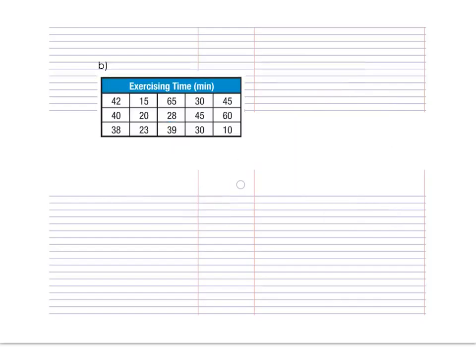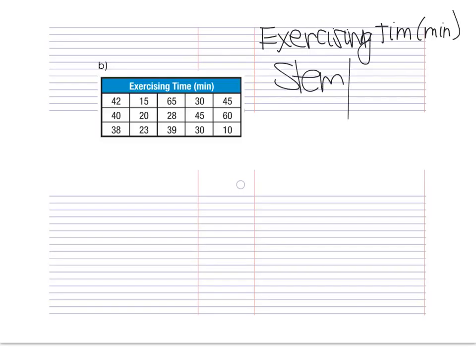All right, now we're going to take a look at another one. This time we're taking a look at exercising time in minutes. And so I don't forget, like I almost did in the last one, let's go ahead and label our graph right away. So this is exercising time in minutes. Whoops. And we know we're going to have something called a stem, and we're going to have something called a leaf.